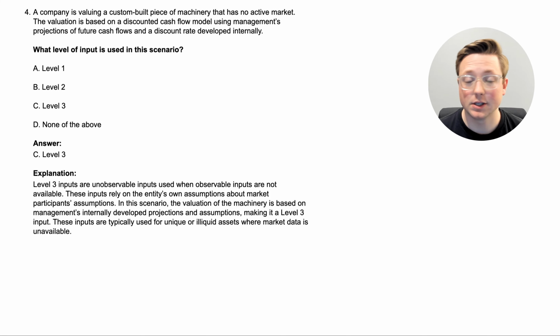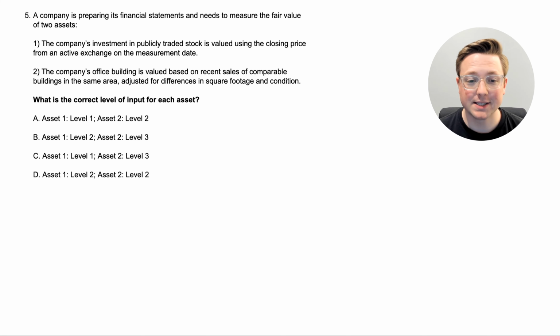So let's do one more question just to kind of make sure this all makes sense, and then we'll finish the video. All right, here we are at question 5. What is the correct level of input for each asset? So we're dealing with 2 of them here.